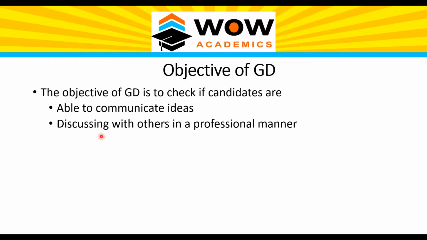Whether the candidate is able to discuss with others in a professional manner. Professional manner means some people are very aggressive, so they will just shout in the group discussion, or they will be the only person dominating it. These are very bad things that have to be avoided. You should not be aggressive, you should not shout, you should not be angry; you should be very calm and discuss your points with others. You should also not be very passive or silent; you should discuss. So both extremes have to be avoided. You should neither be aggressive nor passive; you have to be assertive.